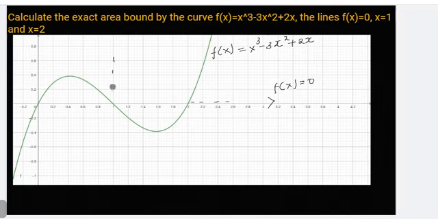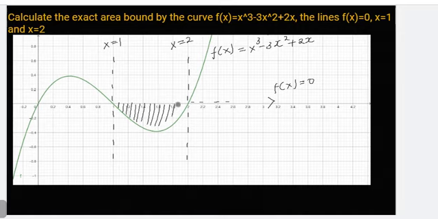So let me just label them here using dotted lines. This is x equals 1, and this one here is x equals 2. So the region whose area we are looking for is this region here that I want to shade off. So that's what we are looking for. We want to calculate the exact area of that region.